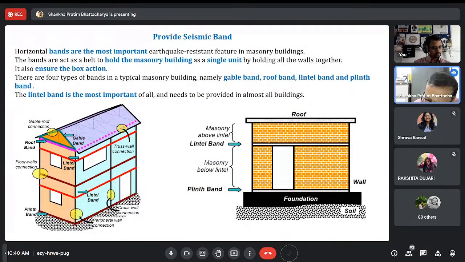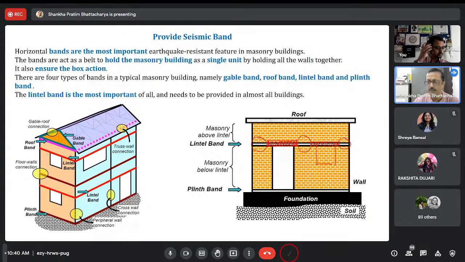and we give the lintel something like this. That is called only over the openings. And suppose there is a window. So again, I will give it like this, which is a discontinuous kind of lintel. So we will save some amount of money.